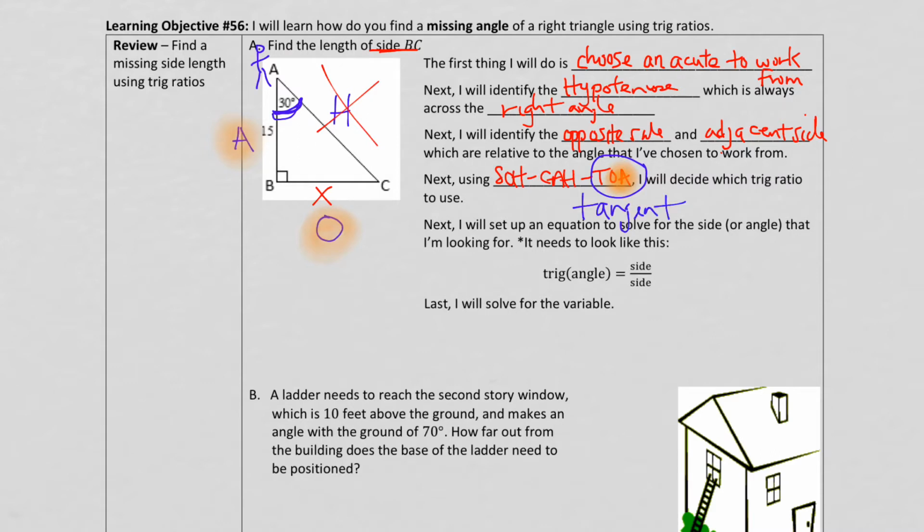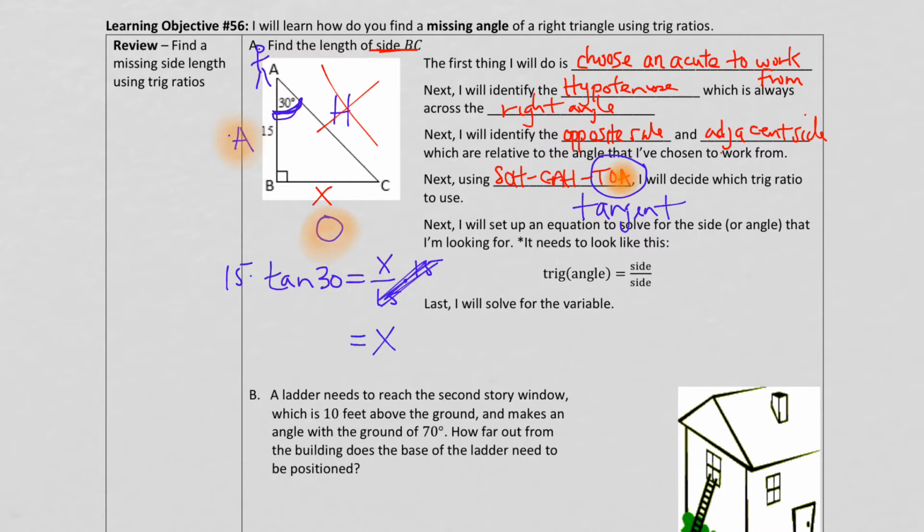And so now I can set up an equation that looks like this. Tangent of the angle that I've chosen equals opposite over adjacent. So it's tangent of 30 degrees, the angle that we chose, equals opposite. Remember that opposite here is x, over the adjacent side, which is 15, which goes here. We've now created an equation that we can solve for our missing side. To solve this equation, I'm going to multiply both sides by 15. Then these 15s cancel, and here I get x equals 15 times tangent of 30.